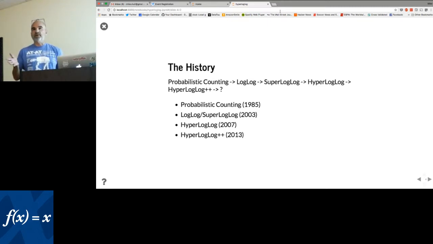Many years later, I don't know why they took 18 years, they published this paper on what's now called LogLog, and a variant of that called SuperLogLog. And then a few years later they published HyperLogLog. And Google, I think, probably to be both amusing and to distinguish their improvements, called it HyperLogLog++. As far as I know, there have not been any new versions of this algorithm with new names.